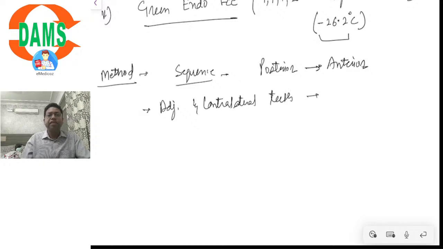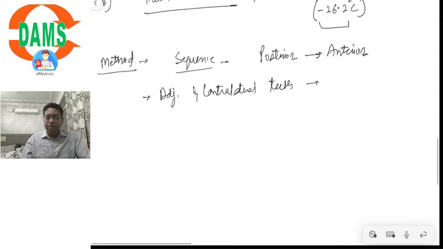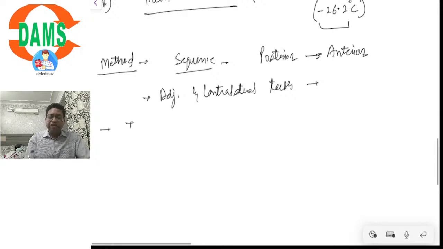Adjacent and contralateral teeth are tested first. Why is this done? To establish a baseline response from the patient. Okay. And teeth are isolated under rubber dam.